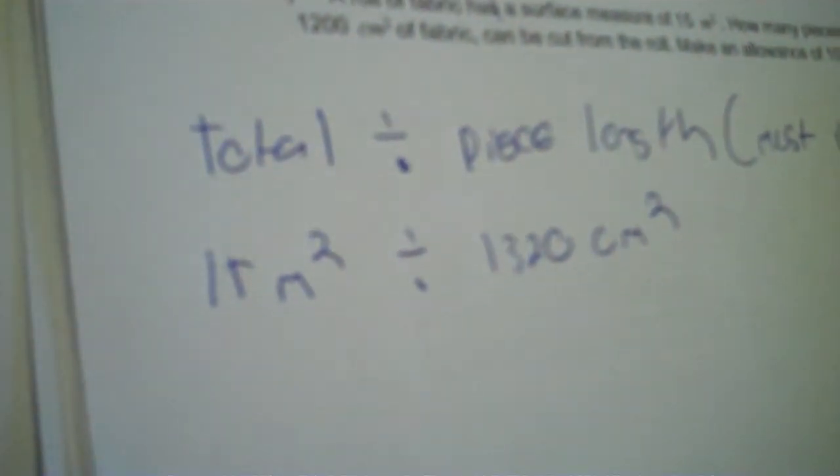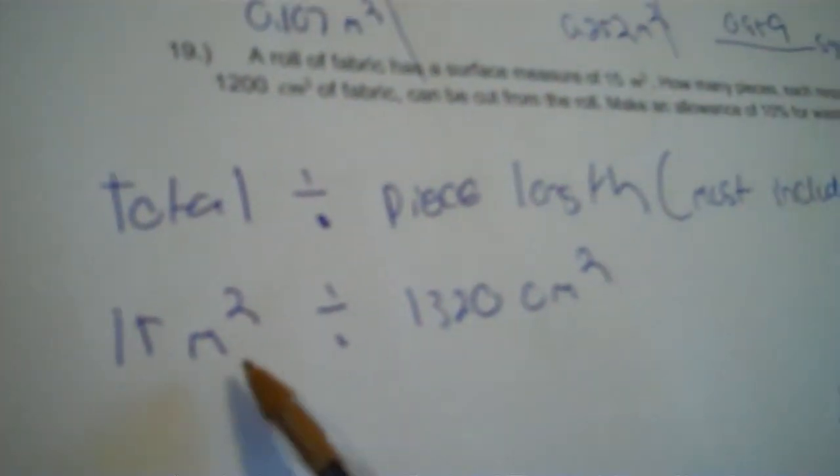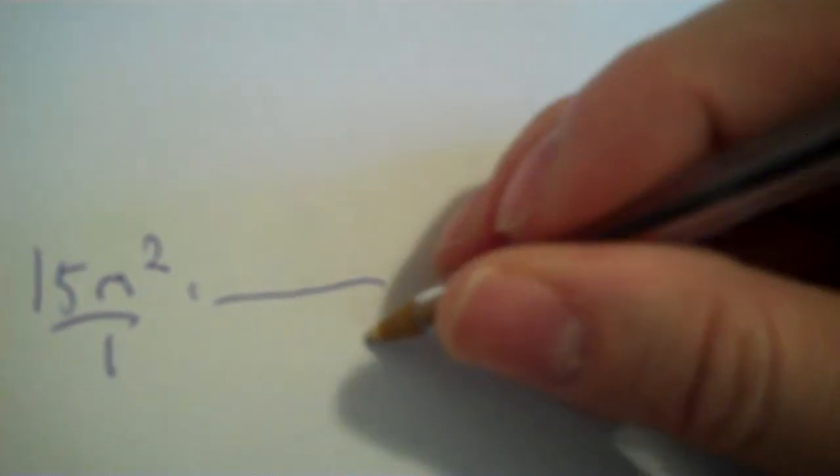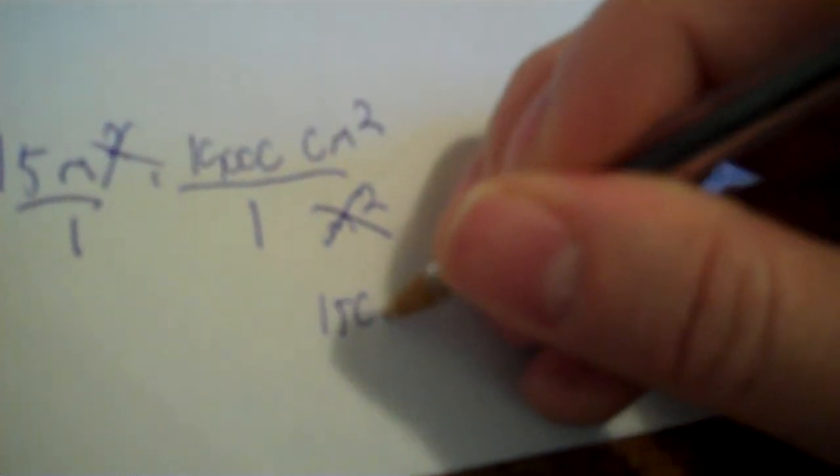Well, that doesn't work out, okay? The reason it doesn't is because you've got square meters and square centimeters. So you want to convert your total amount. Convert the 15 square meters to square centimeters. So 15 square meters over 1. 10,000 square centimeters to 1 square meter. 15 times 10,000 is going to be 150,000.